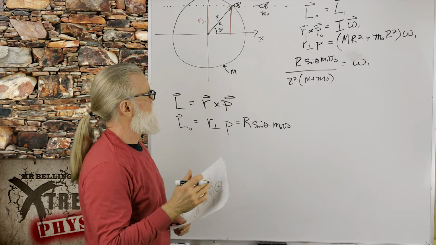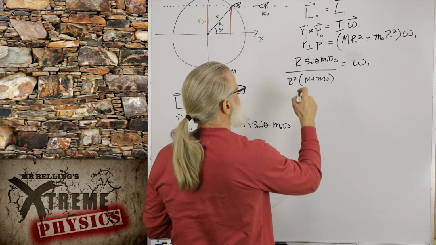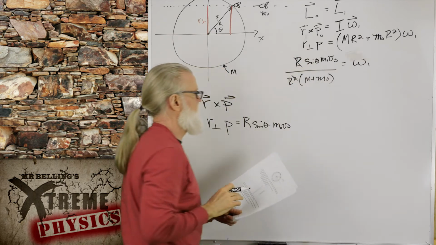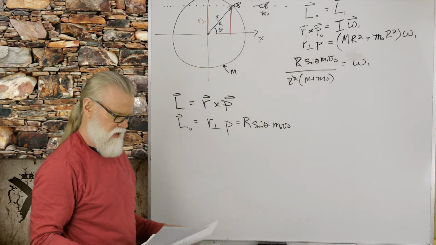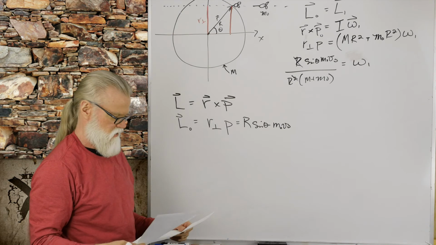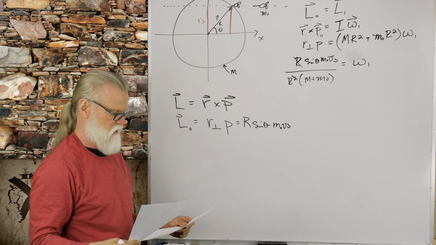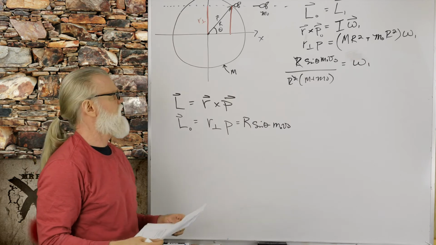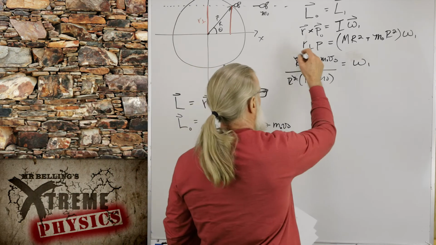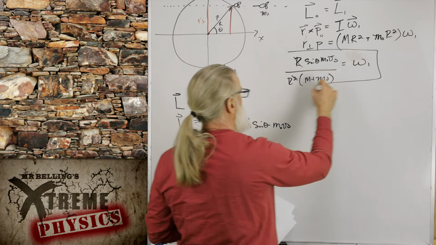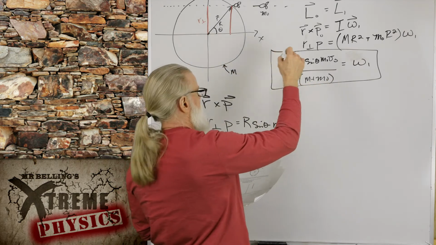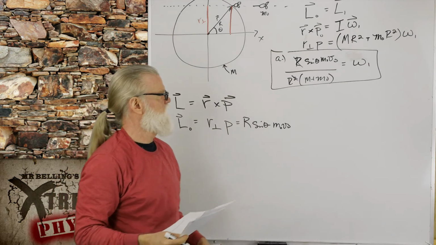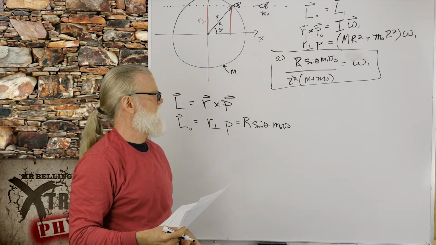All right, well, we can simplify that a little bit. Let's get rid of one of the r's. And there we go. That is the omega 1. So that is our answer to A. That's the answer to A. Omega equals sine theta m0 v0 over r times (m plus m0).